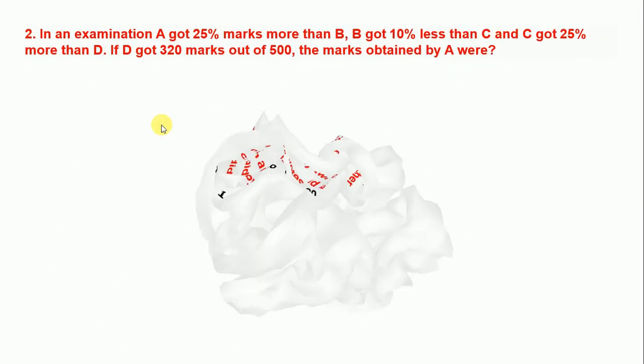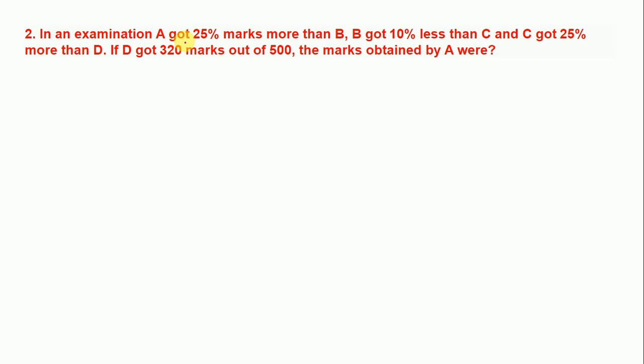Now second question. In an examination, A got 25% more marks than B, B got 10% less than C, and C got 25% more than D. D got 320 marks out of 500. The marks obtained by A were? So these are your options, and we know that marks obtained by D is equal to 320. And we know that C has got 25% more marks than D. So 25% simply means 1 by 4.